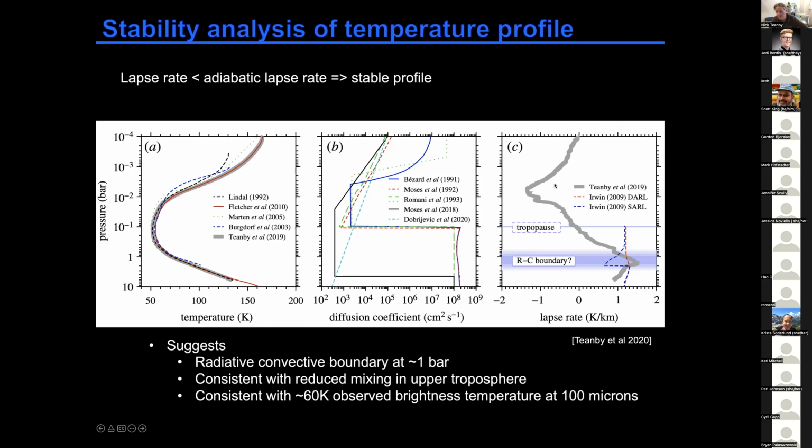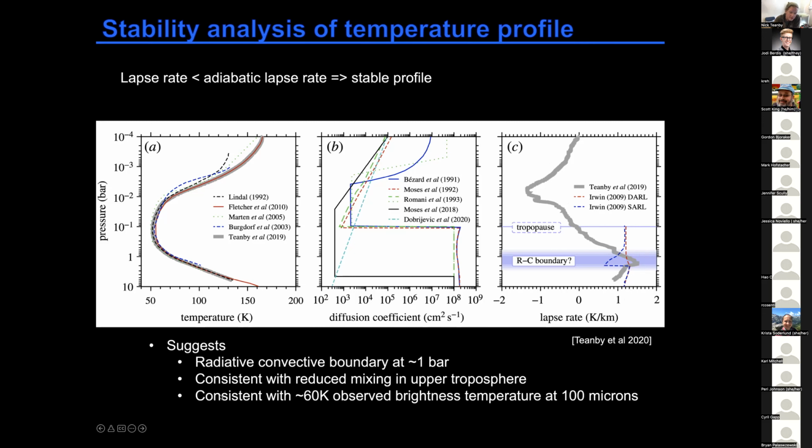So this stratosphere is all stable. It looks from this temperature profile that down to about a bar is perhaps a bit more stable than below that, where we start to get less stability.